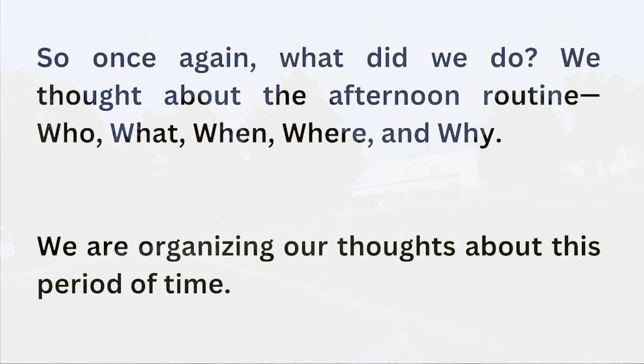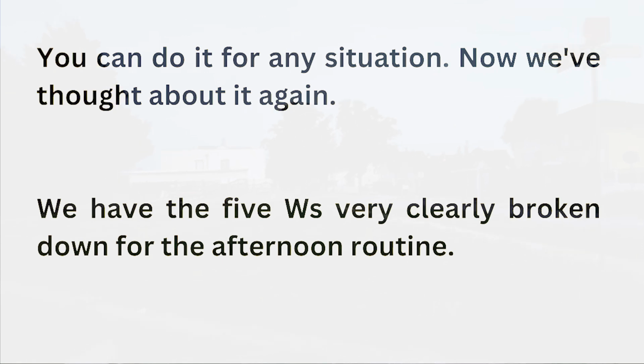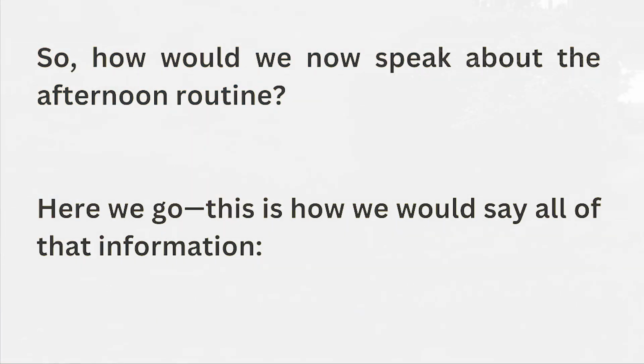So once again, what did we do? We thought about the afternoon routine: who, what, when, where, and why. We are organizing our thoughts about this period of time. You can do it for any situation. Now we've thought about it again. We have the 5 W's very clearly broken down for the afternoon routine. So, how would we now speak about the afternoon routine? Here we go. This is how we would say all of that information.